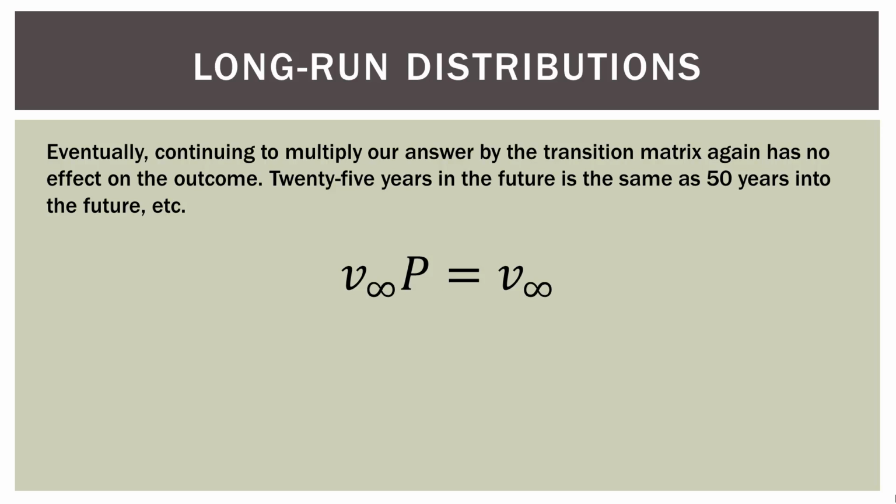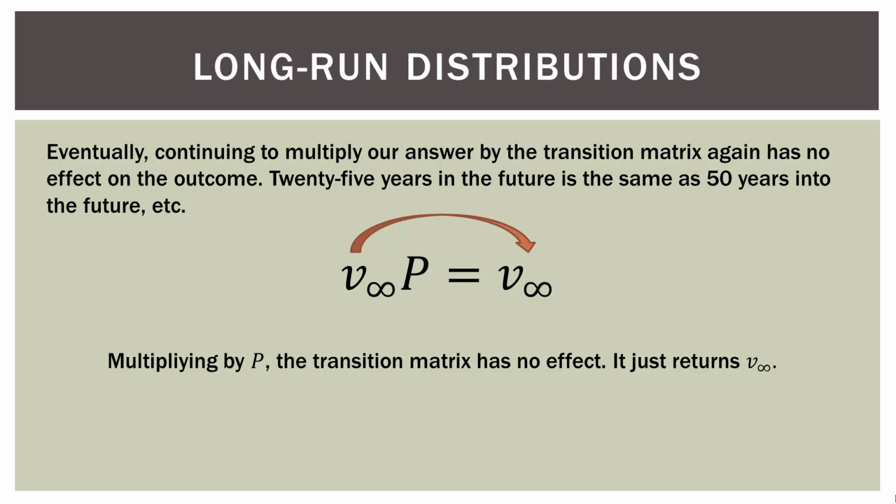So we can represent that like this. As we go towards infinity years into the future, whenever we multiply that by our transition matrix P there in the middle, we get our initial distribution vector back. It doesn't affect it. It's almost like multiplying it by 1. It doesn't change it. We get it back. So multiplying by P, the transition matrix, after a while, has no effect. It just returns our initial state vector again.